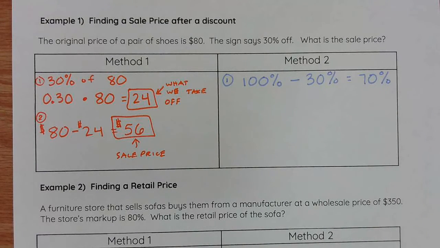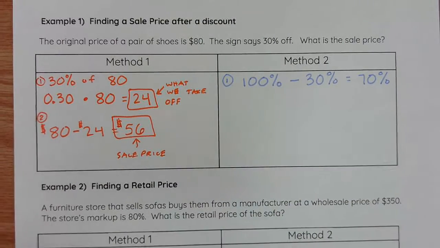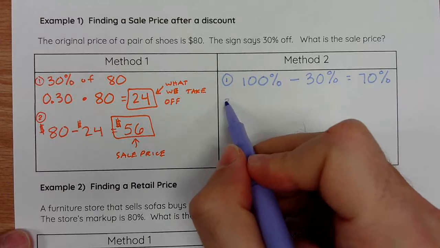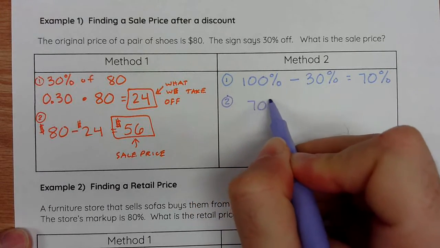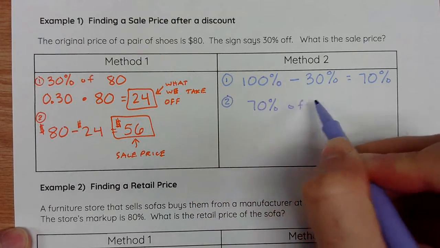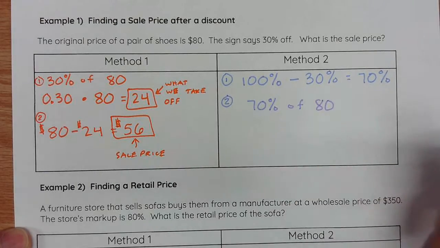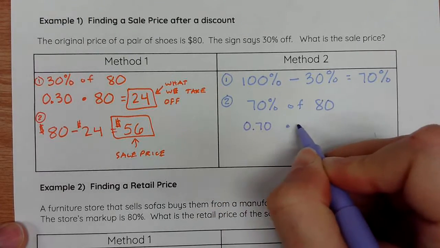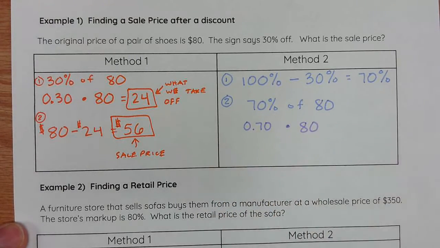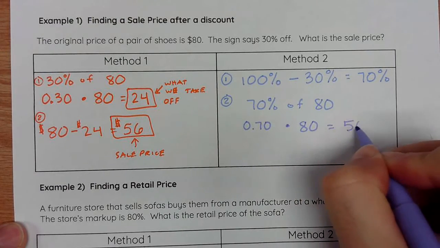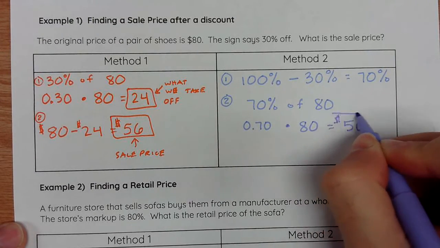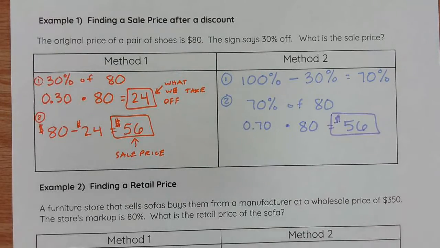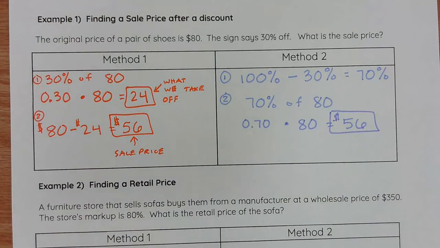This is the percentage of the original price that we are going to pay. So we've already kind of applied our discount. So now in step 2, we want to know what 70% of $80 is, because that's how much of the price we're paying. So now I'm going to convert this to a decimal. Of is multiplication of 80, which gives me $56, which is the same price we got with method 1.